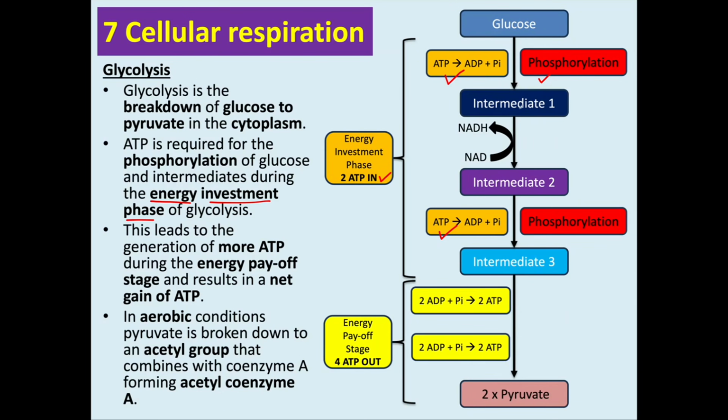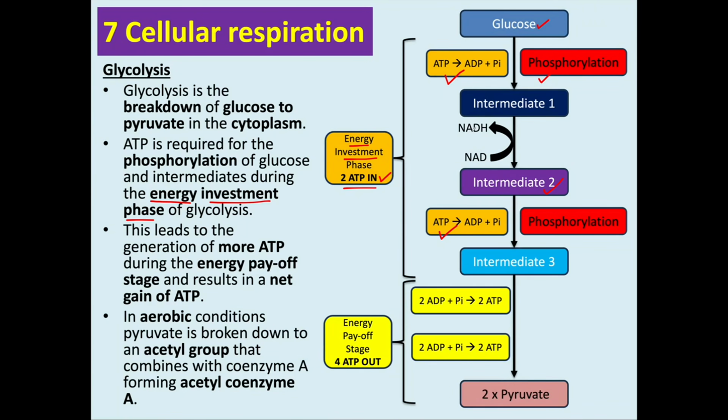So to allow this metabolic pathway to continue, a couple of these reactions require ATP for phosphorylation of these molecules. So I'll say that one more time. In order for the metabolic pathway to continue and for glucose to be broken down into pyruvate at the end, a couple of these reactions require ATP for the phosphorylation, first of all, of glucose and then of the intermediate. Now, all of this stage here, from here down to here, is known as the energy investment phase because we are putting 2 ATP into this process.